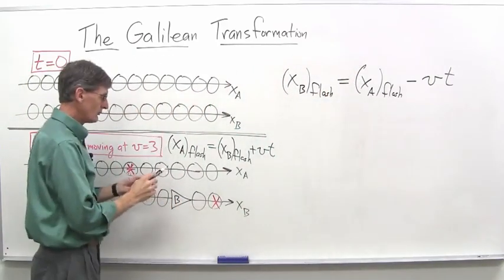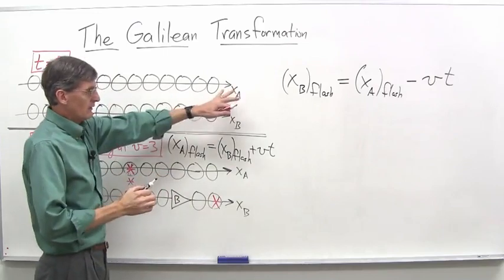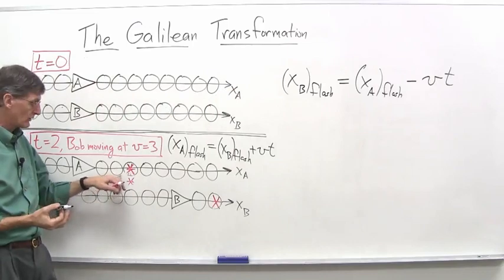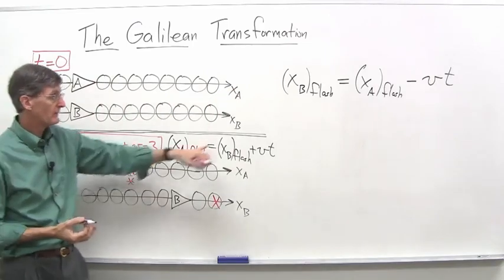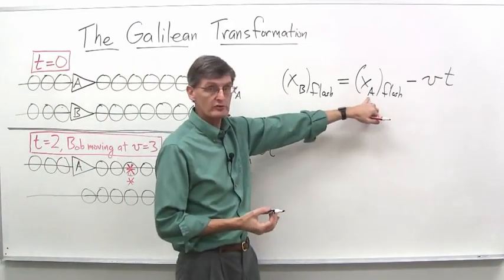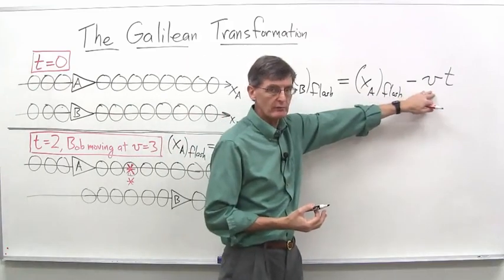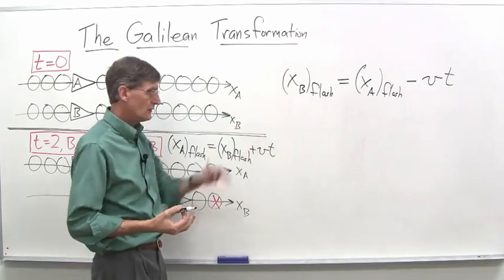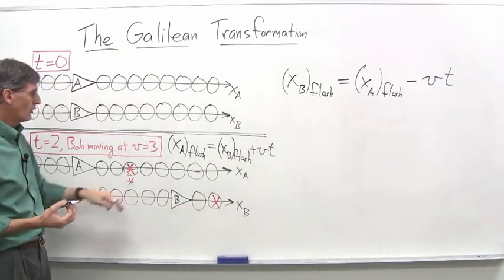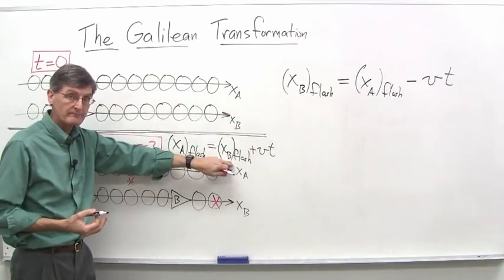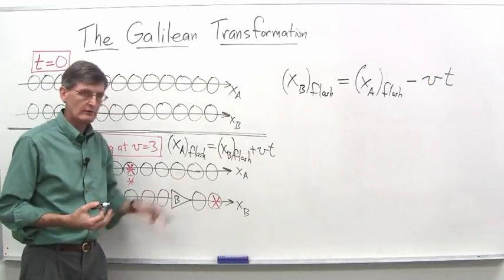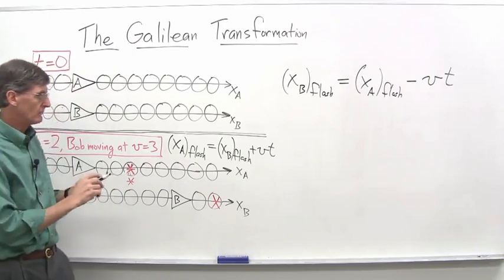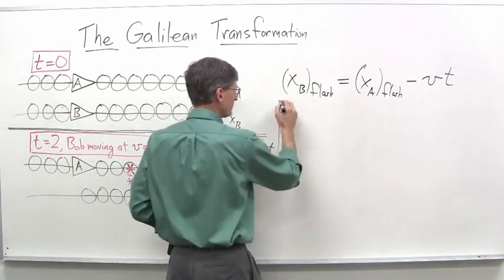So our 2 equations are: if I know what Alice observes and I want to find out where it would occur for Bob, then I use this equation: position of Alice minus vt, where v is taken as a positive number here. And that'll give me the position in terms of Bob's perspective. Or if I know what Bob saw, his position, I add vt and I get Alice's position here. So let's just try 2 more examples.